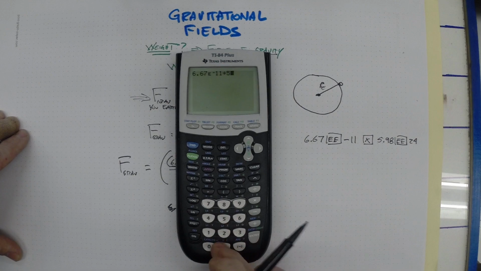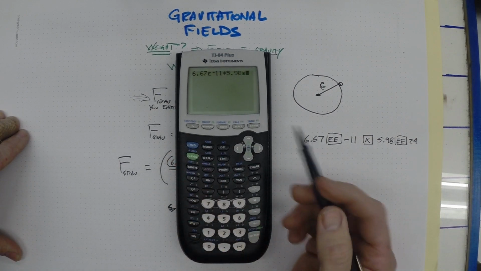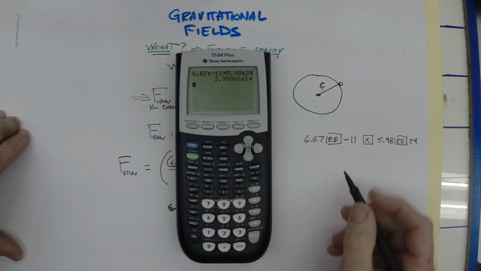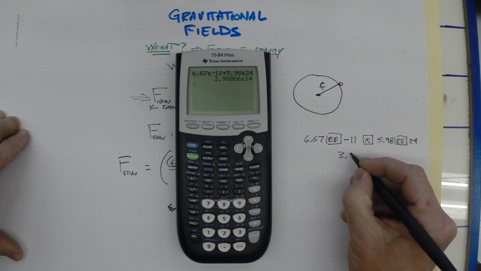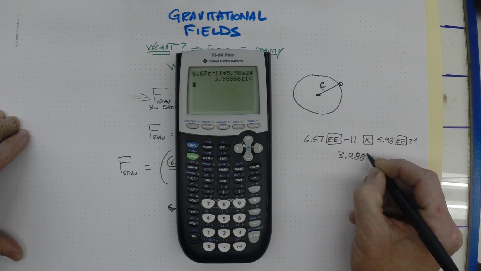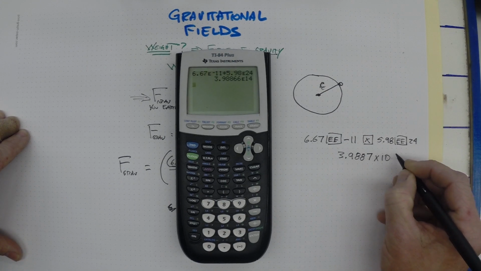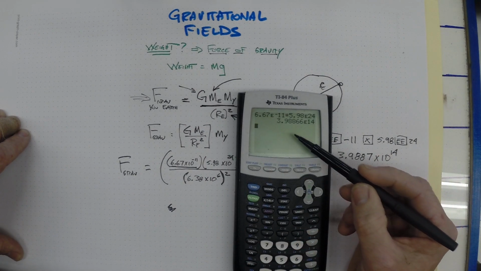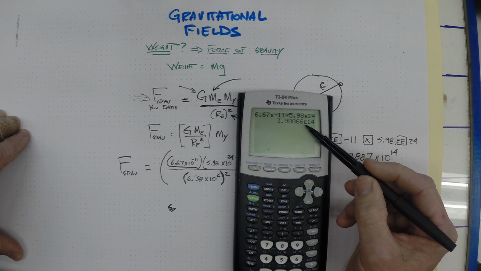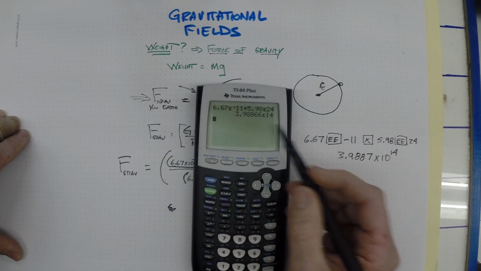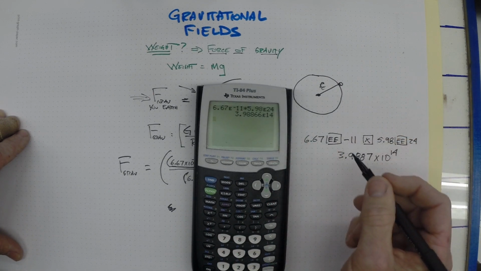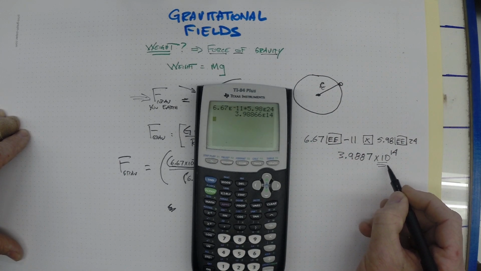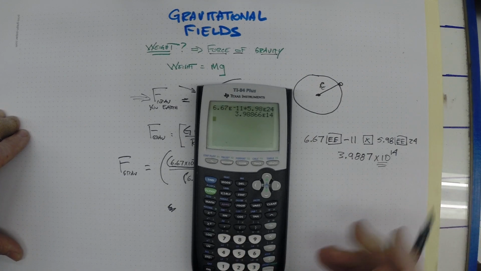times 5.98 EE 24. And hit enter. And I get an answer of 3.9887 times 10 to the 14th, because on my calculator, I don't know if you can see it or not, but it says 3.988, I rounded a little bit, E14, the capital E there, and some of them don't have an E there, so you have to know how to read this, is the times 10 part. So then the 14 is the exponent.